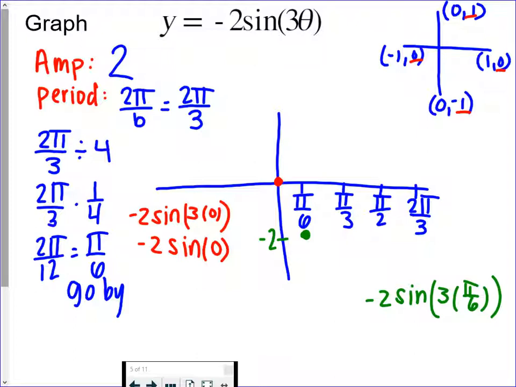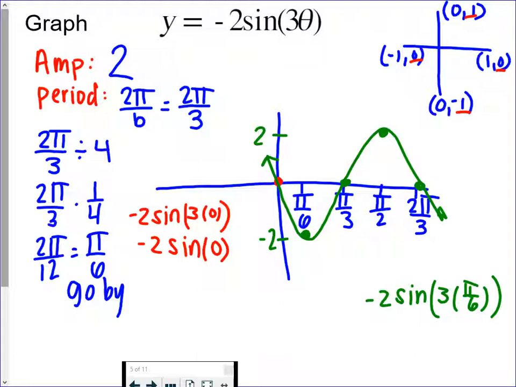Okay? And then from there, if I have my x-axis set up correctly, I just continue the pattern. I go up, and this is 2, because we said our amplitude was 2, and then back down. And now I have my graph.